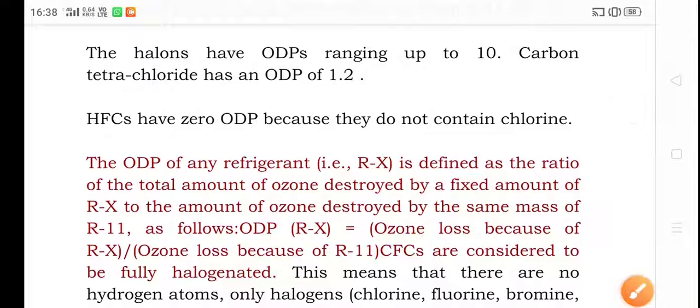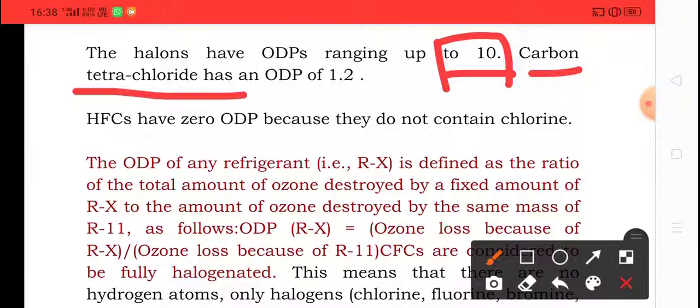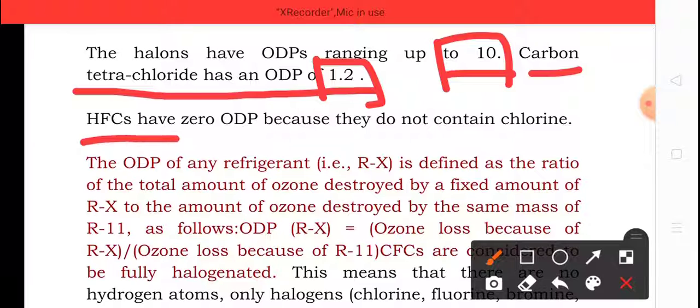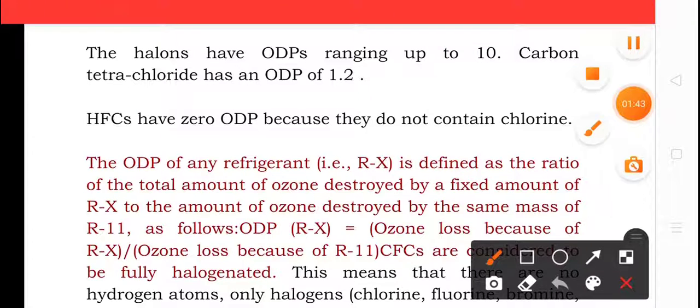The chlorine based refrigerants, which are also known as halogens, have more ODP. It is shown 10. 10 means having very much ozone depletion potential. Carbon tetrachloride has ODP 1.2. 1.2 means it has the highest potential to deplete the ozone layer. HCFC have 0 ODP. 0 ODP means safer. ODP is less, so it is safe for the ozone layer.